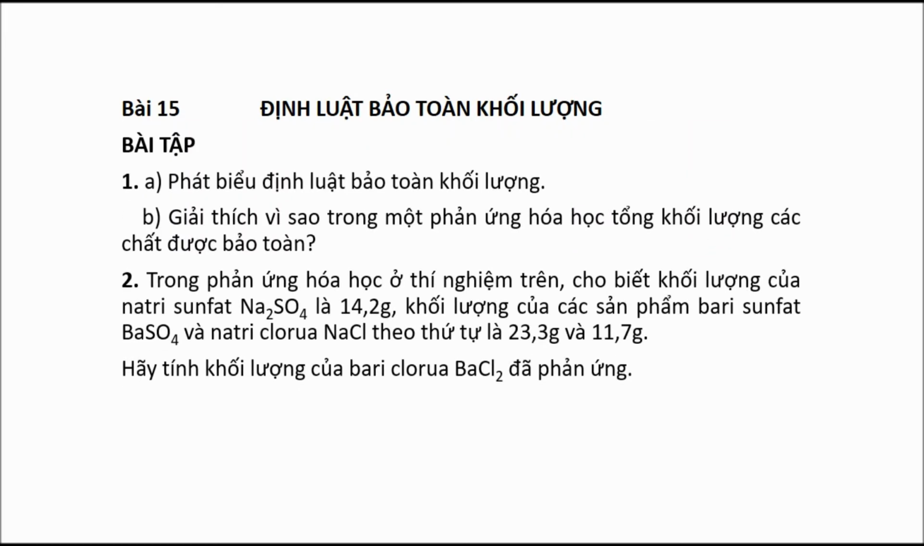Exercises. 1. A. State the law of conservation of mass. B. Explain why in the chemical reaction the total mass of substances is conserved. 2. In the chemical reaction of the above experiment, the mass of sodium sulfate Na2SO4 is 14.2 grams. The mass of products barium sulfate BaSO4 and sodium chloride NaCl are 23.3 grams and 11.7 grams respectively. Calculate the mass of barium chloride BaCl2 involved in the reaction.